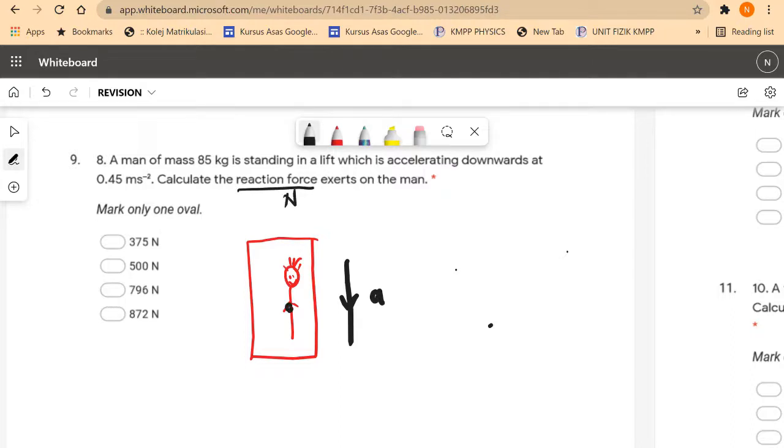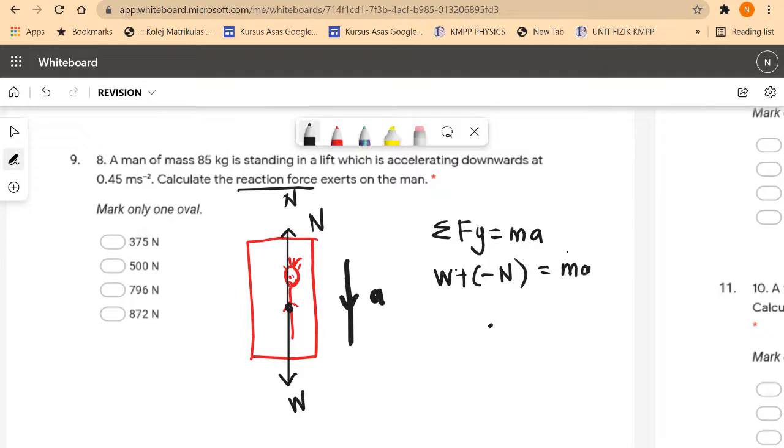So forces acting on this man are the weight vertically downward and the normal force, perpendicular to the surface. So the concept is net force Y equals ma. Weight is in the same direction as acceleration, so weight is positive, and normal force is in the opposite direction of acceleration, so normal force is negative, equals ma. So let N be the subject, N equals mg minus ma.